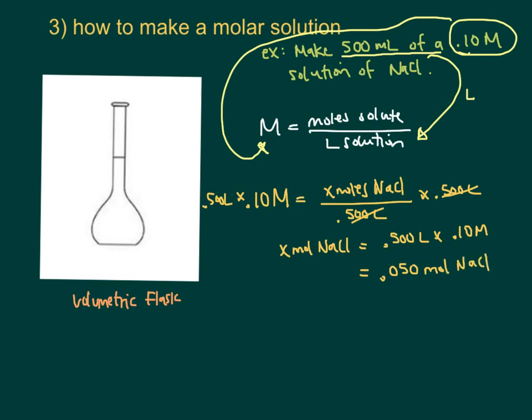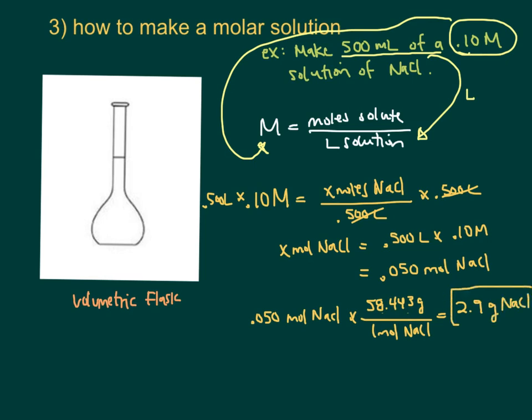To get from moles to grams, the thing is you can't measure out moles in a lab, you have to measure out grams. So you would convert moles to grams of sodium chloride using its molar mass, and that would be about 2.9 grams of sodium chloride. So to make this solution in a lab, you're going to want to get a flask that measures to 500 milliliters, because that's the total volume that you want of your solution. And then you're going to get a scale, and you're going to measure out your 2.9 grams of sodium chloride.